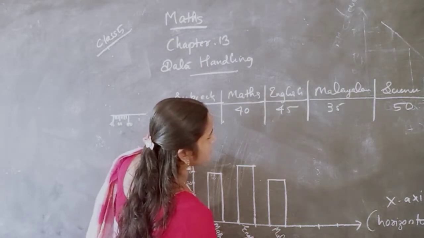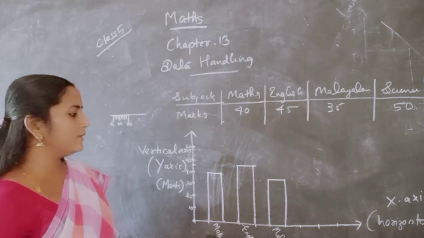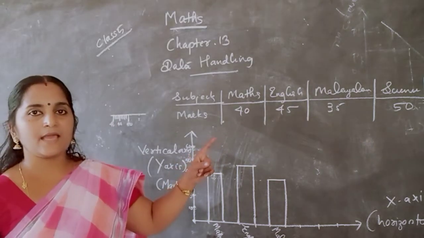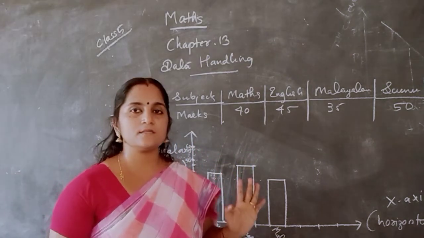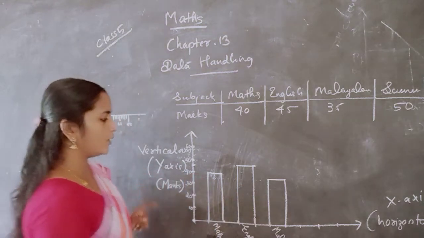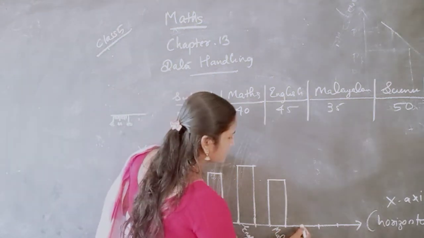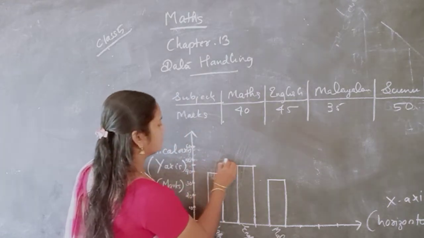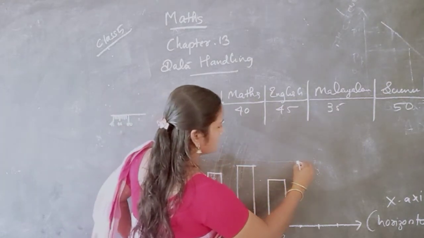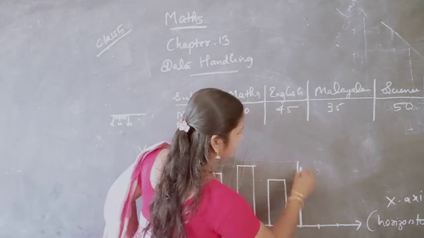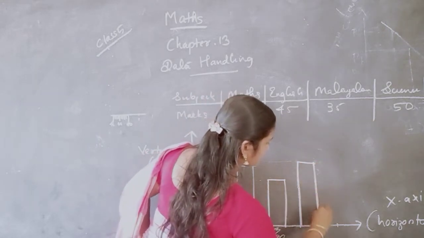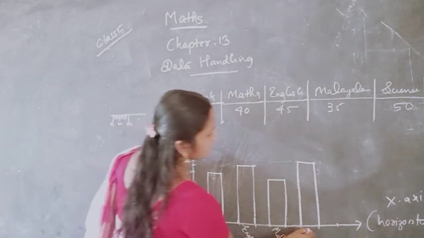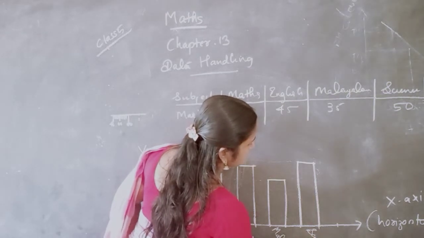And which is the last one? Science, and its score is 50. So again leave 1 centimeter. Then 50 means this one. Okay, 50. Science.